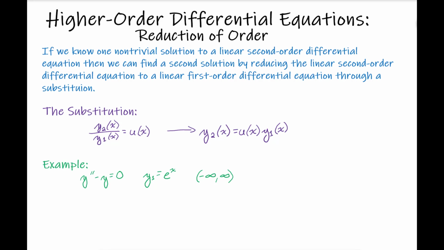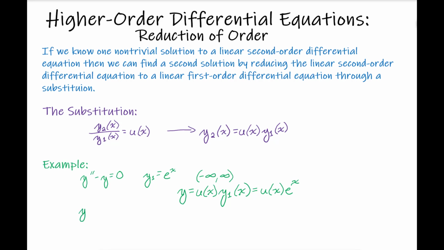So to reduce the order, the first thing I do is make a substitution into my differential equation. Since I have a second order differential equation and I have one non-trivial solution, I need to make a substitution, namely y equals u of x times y sub 1 of x. Now, y1 of x I know is e to the x, so this is really u of x e to the x. So everywhere I have y, I'm going to substitute in y equals u of x e to the x.